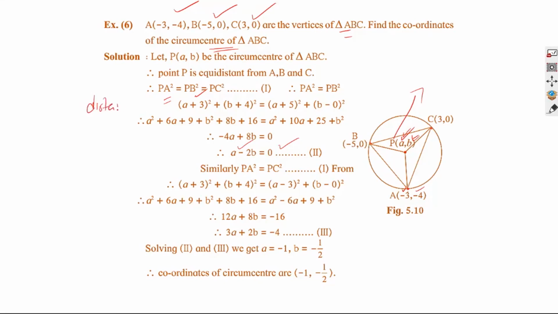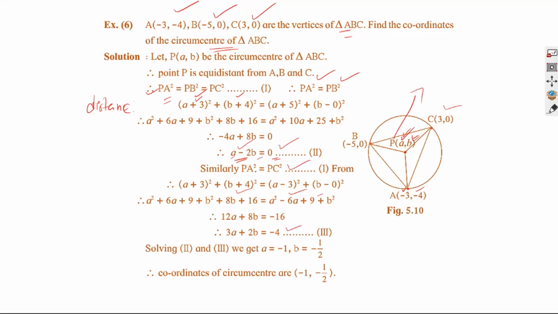As you have observed in more than one sum, the formula is not written here, but it is (x1 minus x2) whole square plus (y1 minus y2) whole square, the same formula. Minus of minus becomes plus here, right? Once the formula is applied, we get A minus 2B is equal to 0. We also know that PA square is equal to PC square, again supplying the next set of data, the data of C. Then we got 3A plus 2B is equal to minus 4.